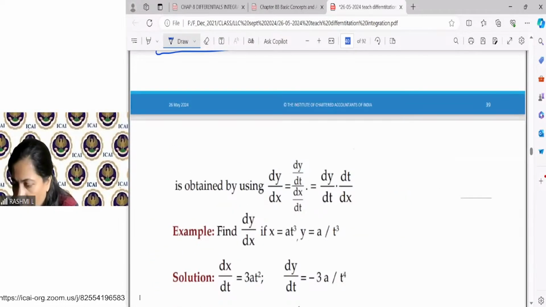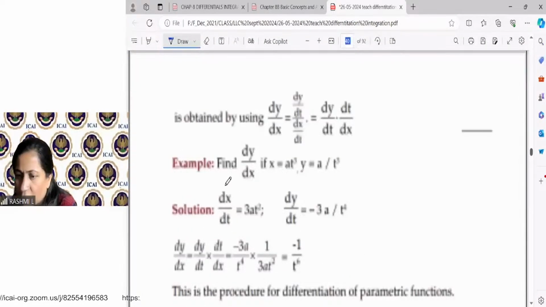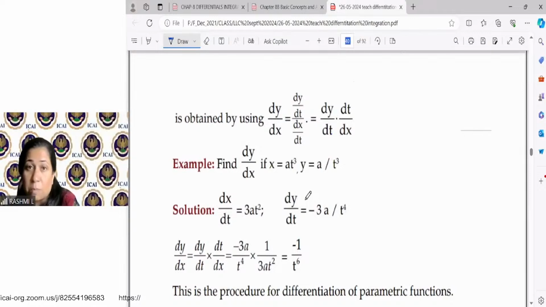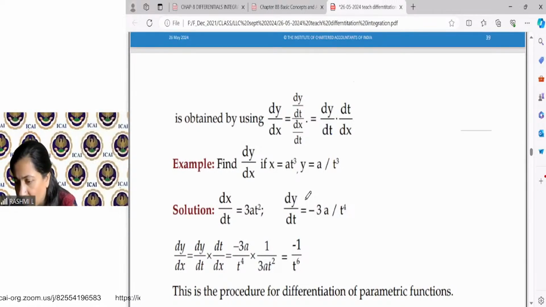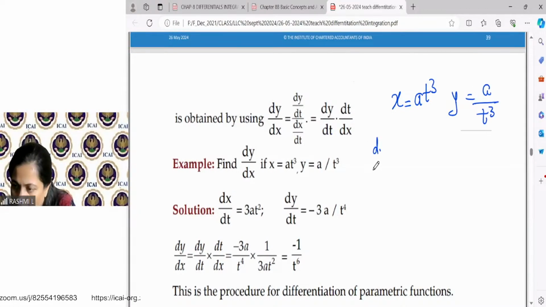So let us do the example, and then we'll take the break. Yeah, I know you get tired very fast, but there is such a lot to cover because I have only one session for derivative and integration. So if x is given as a t cube, y is equal to a upon t cube, then dy by dt.